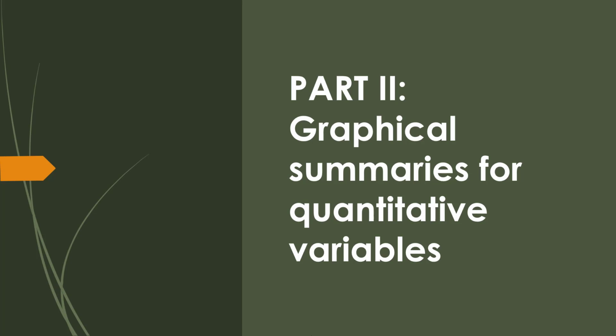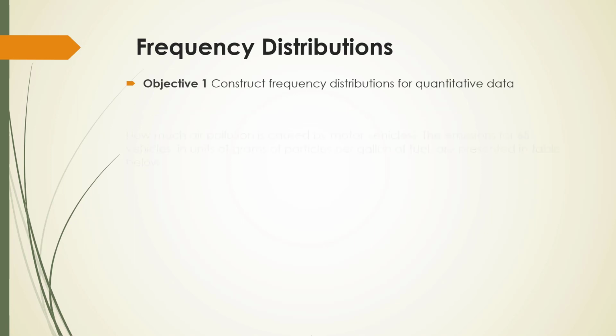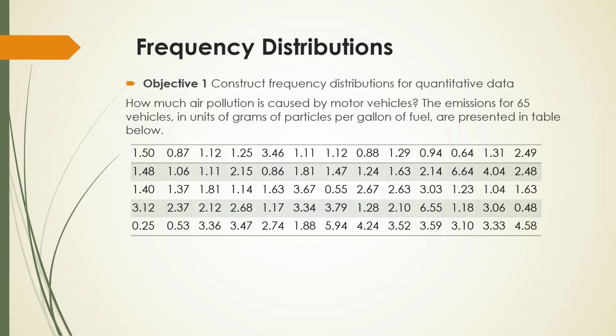So in the last video, I only showed you how to summarize qualitative variables graphically. Today we are going to continue with quantitative variables. For quantitative variables, there are 5 basic summaries: frequency distribution, histograms, stem and leaf plots, dotplots, and time series plots. So let's start off with the first summary: frequency distribution for quantitative data.